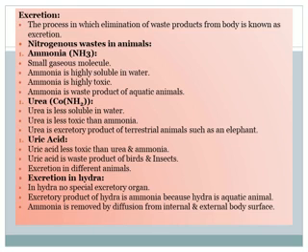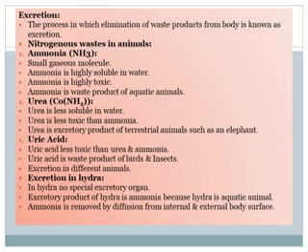Urea is less soluble in water. Urea is less toxic than ammonia. Urea is the excretory product of terrestrial animals such as elephants, man, etc. Now the uric acid. Uric acid is less toxic than urea and ammonia. Uric acid is a waste product of birds and insects. Excretion in different animals.